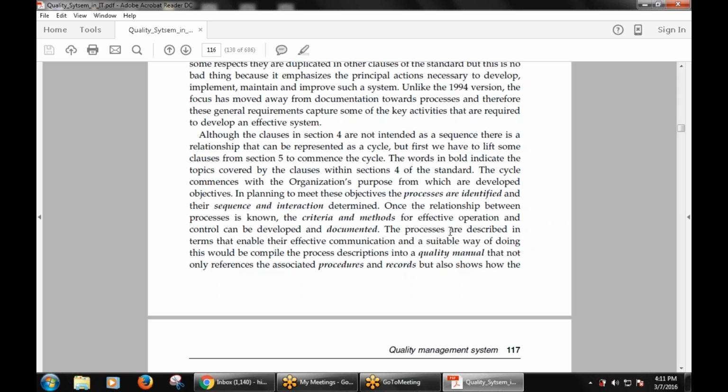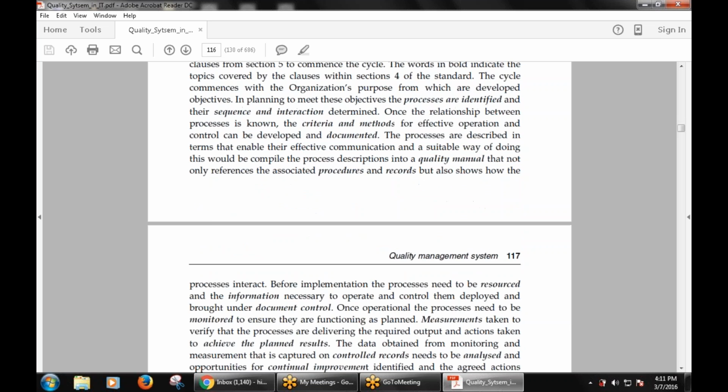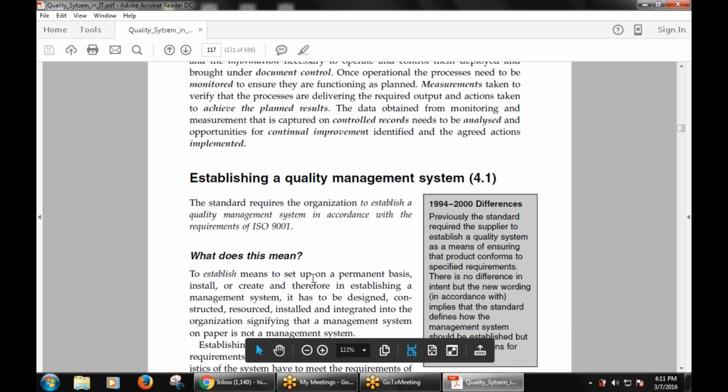And the processes are described in terms that enable their effective communication. That communication is used to complete the quality manual. So whatever the quality manual, that may be a record, that may be data, anything that is related to quality is available with this.